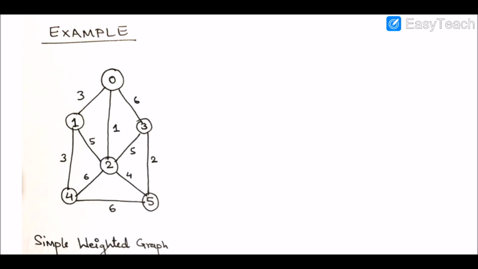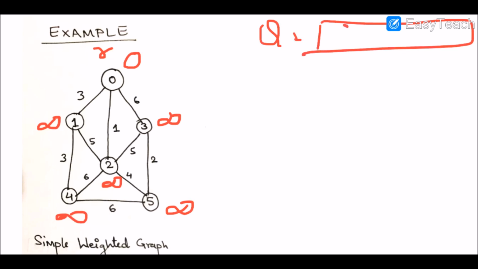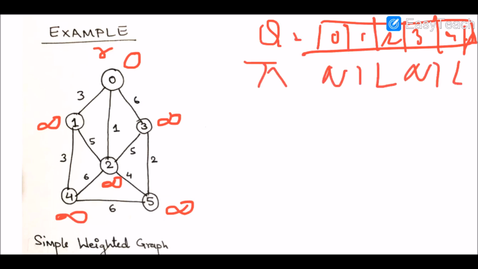Now let us say this R is our root node. What we are going to do initially is assign this root node a key value of 0, and all the rest of the nodes will be assigned the key value of infinity. The next step says that we have a queue, and the queue has all the vertices, that means 0, 1, 2, 3, 4 and 5. Initially the pi value is nil for all the nodes. So the initial key values of all the nodes are infinity and the initial pi values are nil.